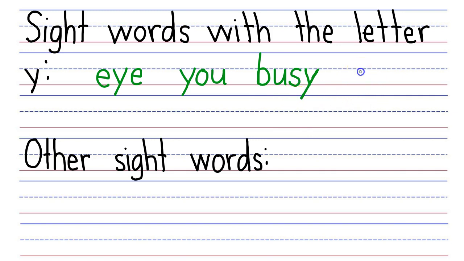And says. Says is spelled S-A-Y-S, as in Mom says, don't go outside. And usually A-Y would say a long A sound, A, but in this case it's making a short E sound, E. And that's unexpected. That doesn't follow the rules, and so says is a sight word. So just memorize these. E-Y-E says I, Y-O-U says you, B-U-S-Y says busy, S-A-Y-S says.